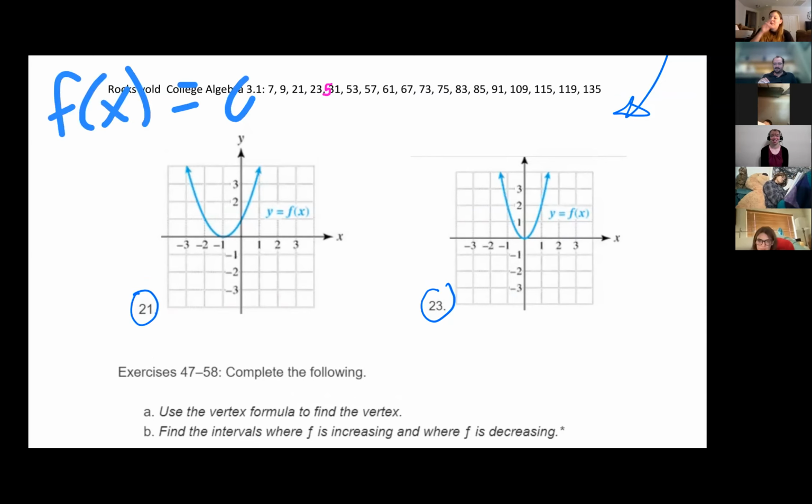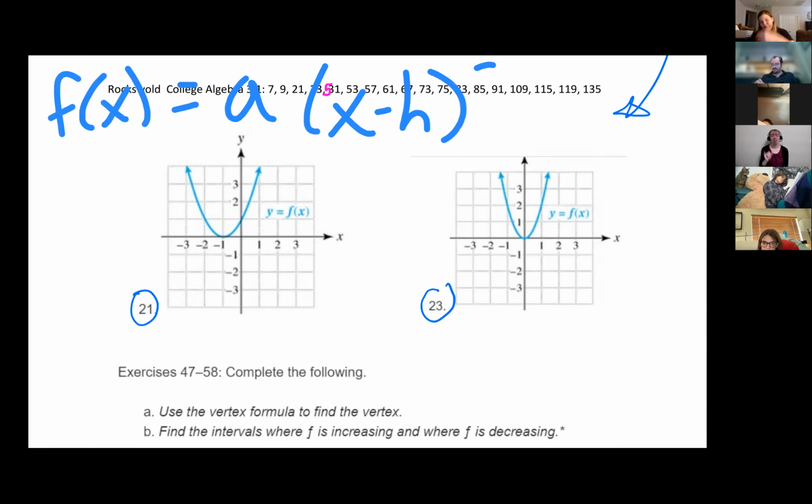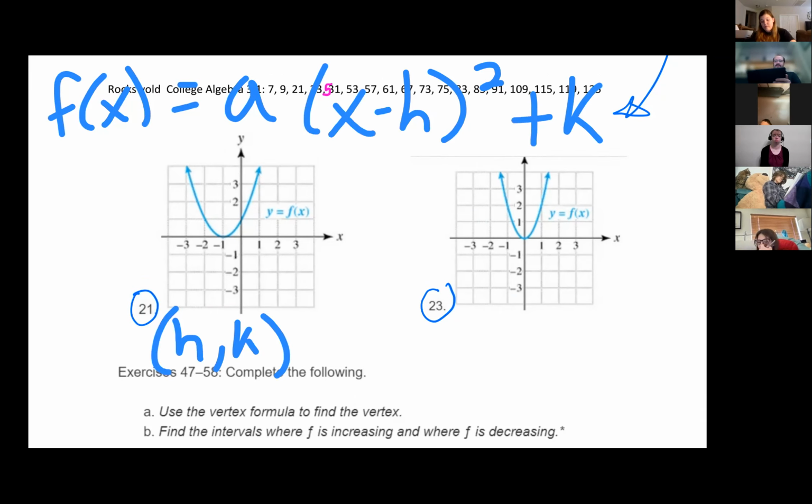f of x equals a, and we're doing x minus h squared plus k. So I believe this is the formula that we're bringing down from the previous page. If we look at 21, I think the first thing I want to get out is my vertex. So what is my vertex in this thing?